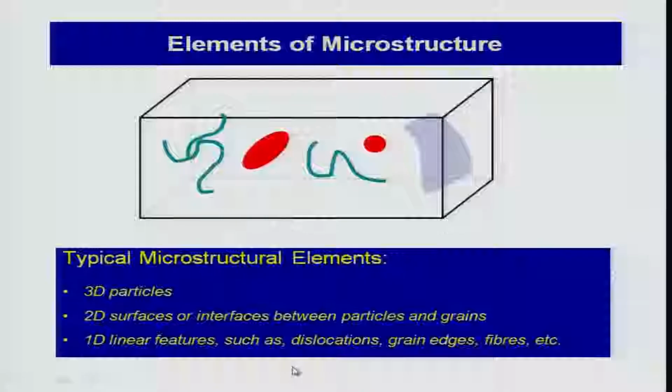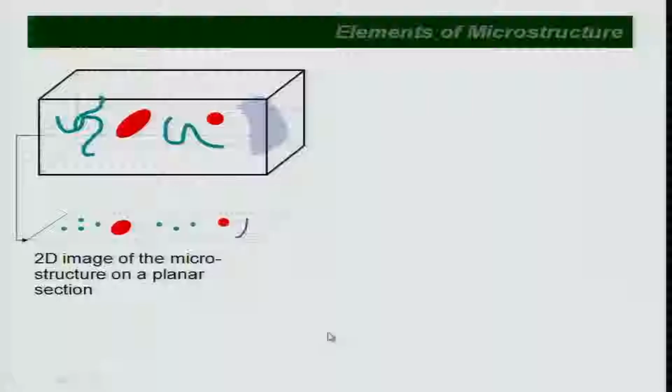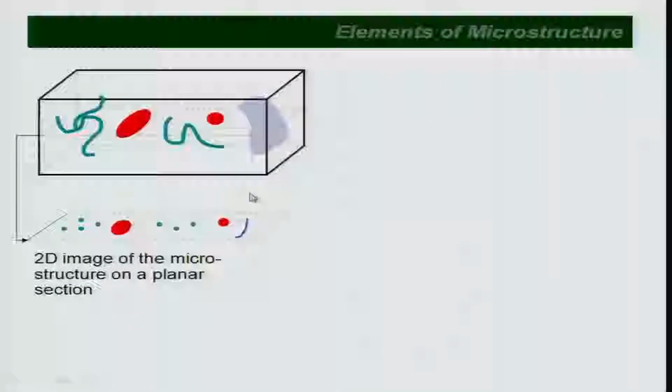Now, let us see how we get an image out of this 3-dimensional structure. Well, this is one way we produce an image. We cut a section through the material, and then what we would typically do, if we are going to an optical microscope or a scanning electron microscope, we would polish the surface and etch it to reveal the various elements of the structure like grain boundaries, second phase, and other structural elements.